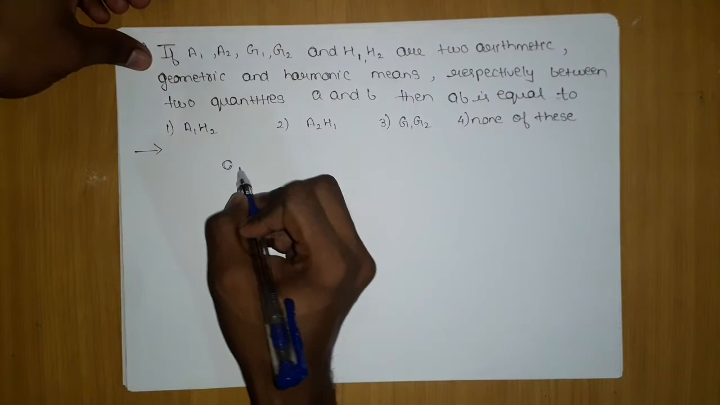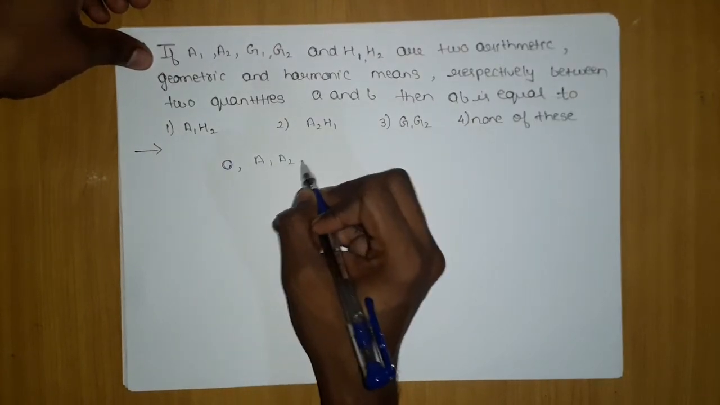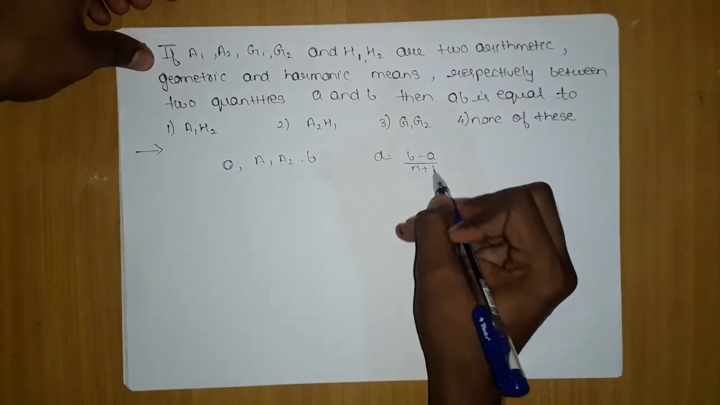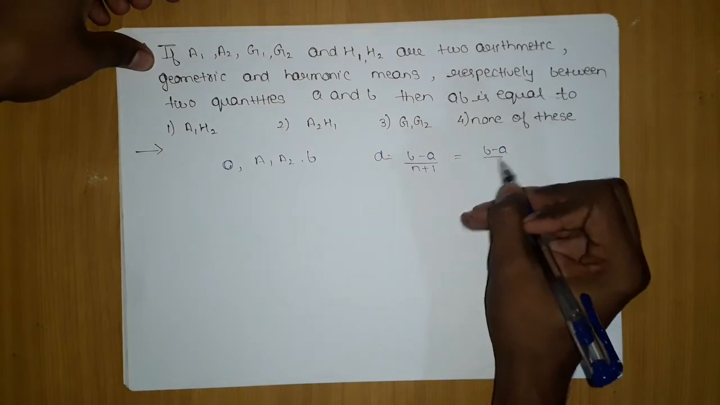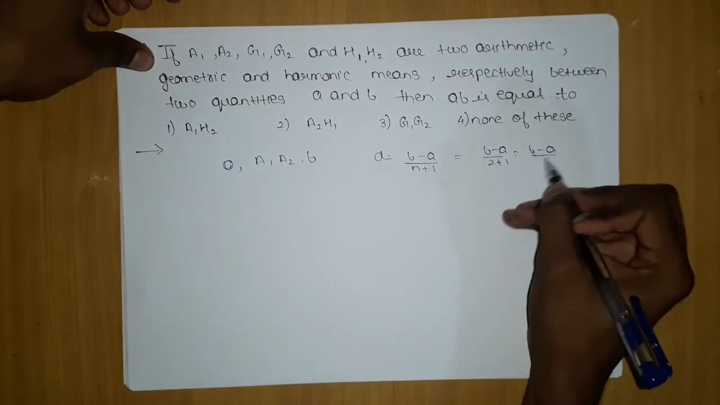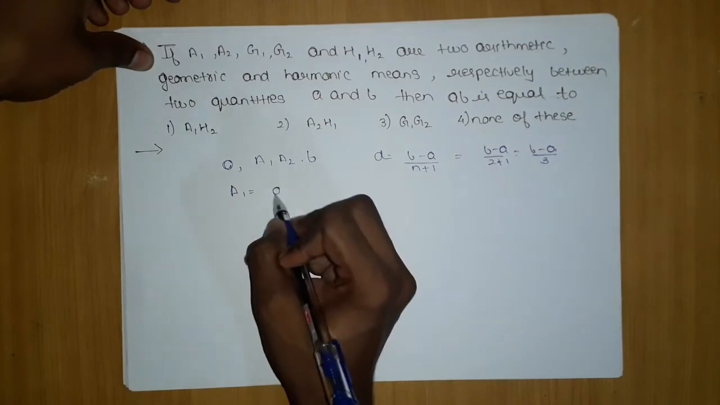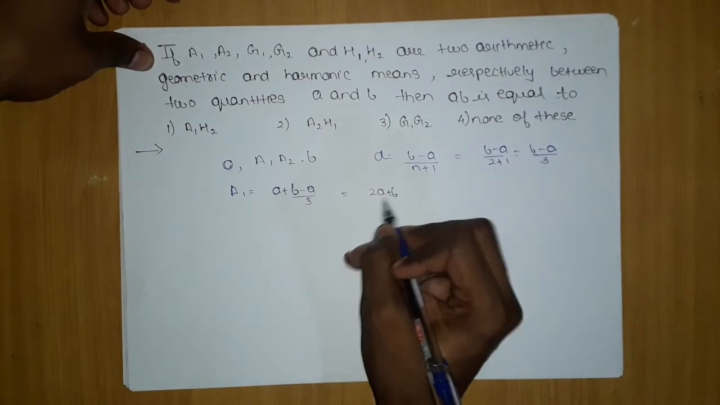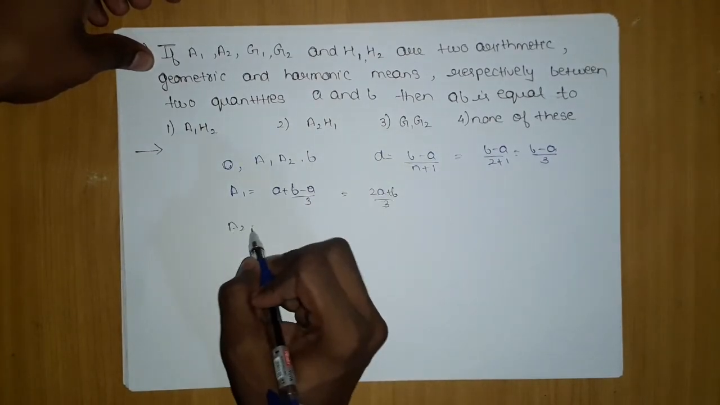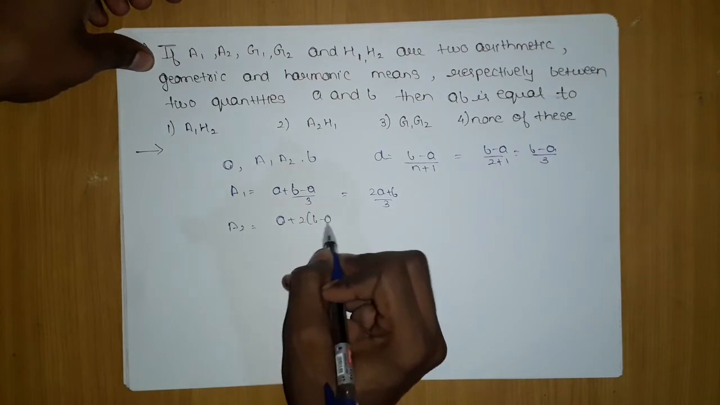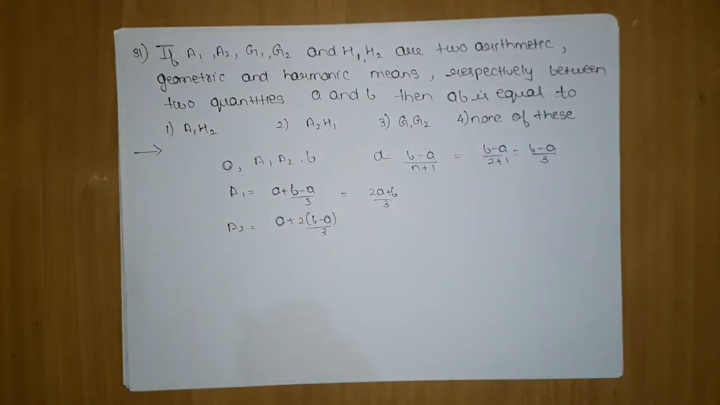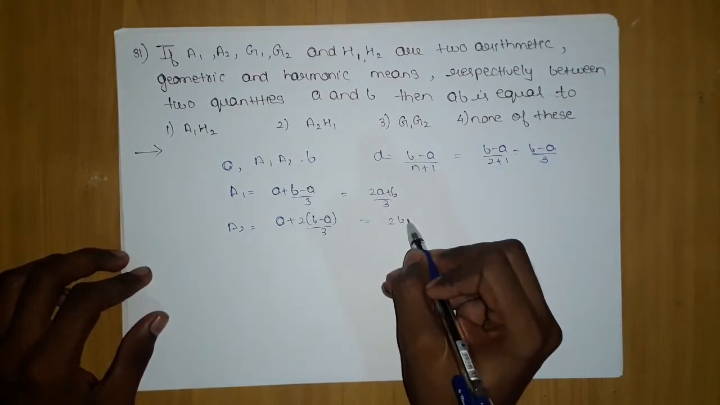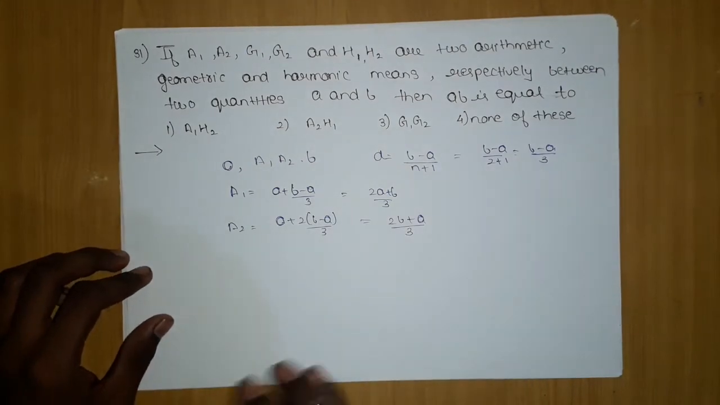We know a1 and a2 are between a and b, so I can get d. What? B minus a, first term, upon n plus 1. N is the number of terms between them. It is b minus a upon 2 plus 1, which gives me b minus a upon 3. So can I get my a1? Yes, I can easily get it. A plus b minus a upon 3, which will give me 2a plus b by 3. Okay, so how can I get a2? A2 will be nothing but a plus 2 into b minus a by 3, which will give me 2b plus a by 3. So I got my a2 also.